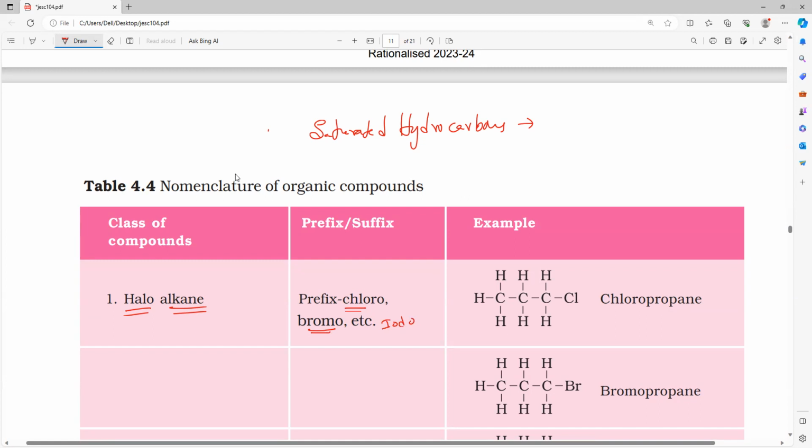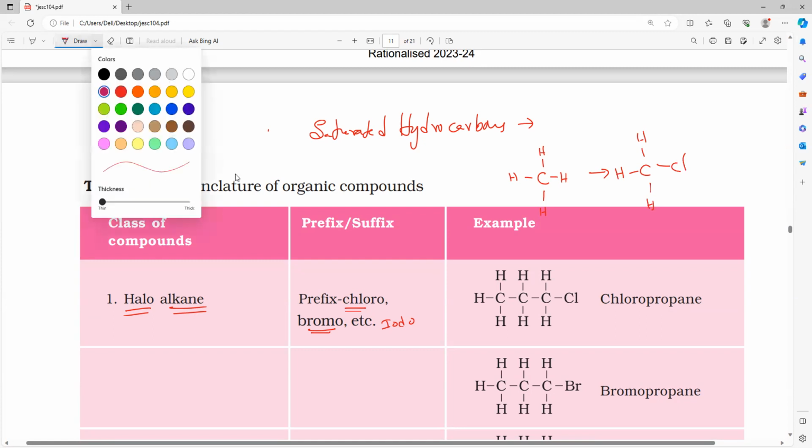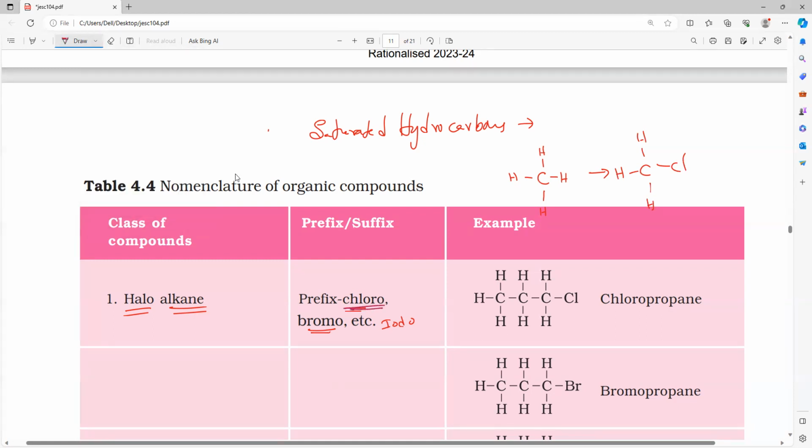So first, let me take methane. Here they have drawn propane. Methane we all know. So what is the structure of methane, everybody? Make it quick, all of you. This is the structure of methane. Am I right or wrong? I will replace one hydrogen with a chlorine. So what is the name of this compound? Can anybody tell? Prefix: chlorine I added, chloro.